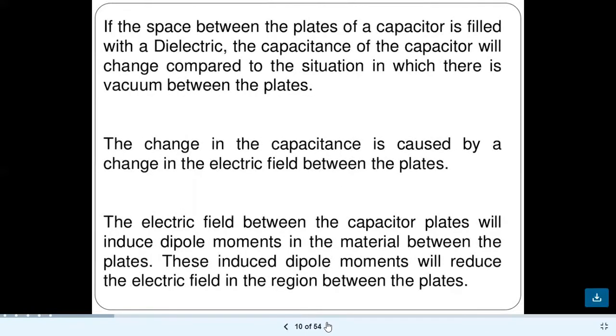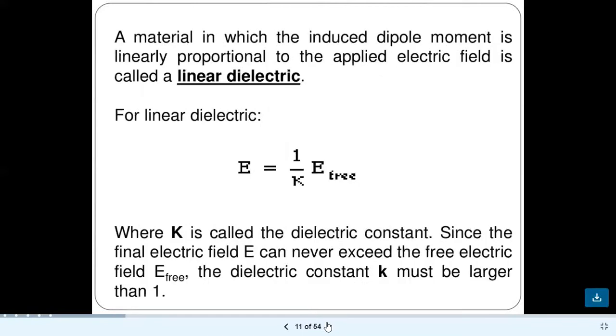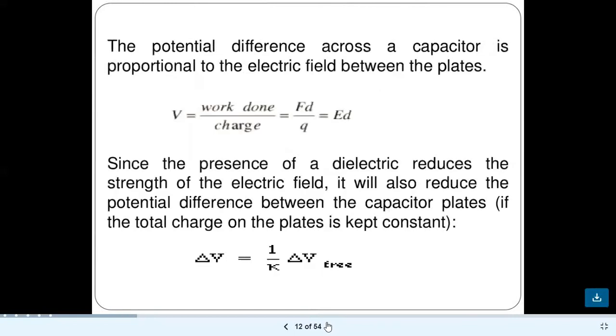If the space between the plates of a capacitor is filled with a dielectric, the capacitance of the capacitor will change compared to the situation in which there is vacuum. The change in the capacitance is caused by a change in the electric field between the plates. How? The electric field between the capacitor plates will induce dipole moments, which is the reason why we get different values. That is the relationship.